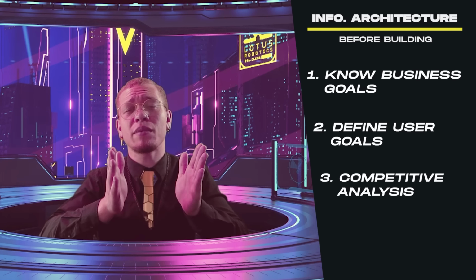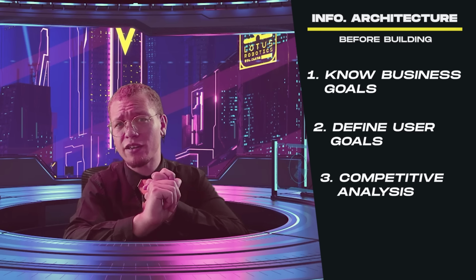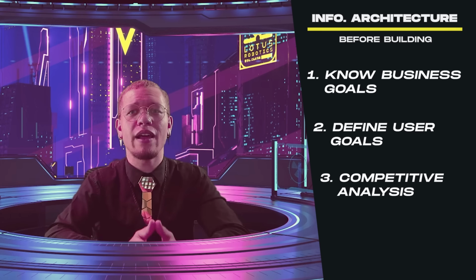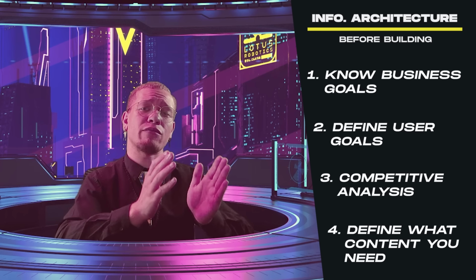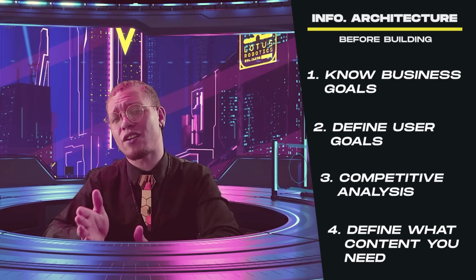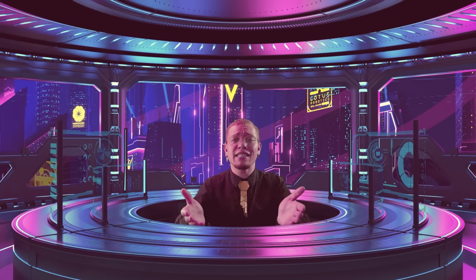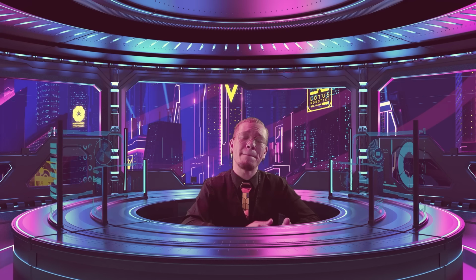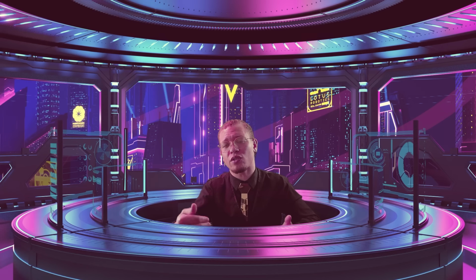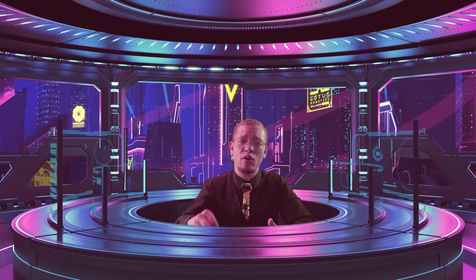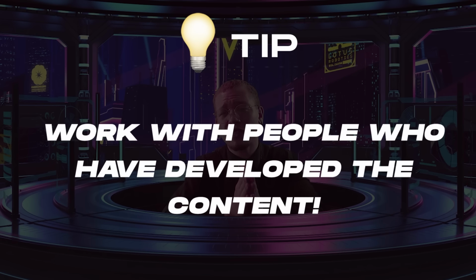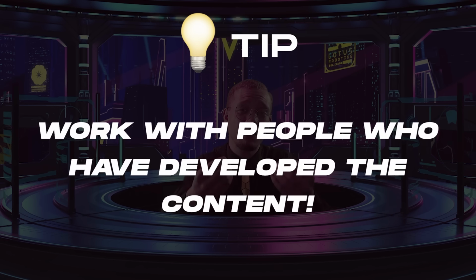Three, you want to do some competitor analysis. Who are your competitors? How have they built their experiences? And finally, you want to define what content your experience will need. You'll either be creating content from scratch or organizing content that already exists. If your content already exists, you're going to want to make sure to take inventory and understand what content is most important based on your business and user goals, as well as understanding what's not, and begin to group content and set priorities. P.S. You want to try to work with the people who have developed the content as much as possible so that you have a better understanding of the content overall.